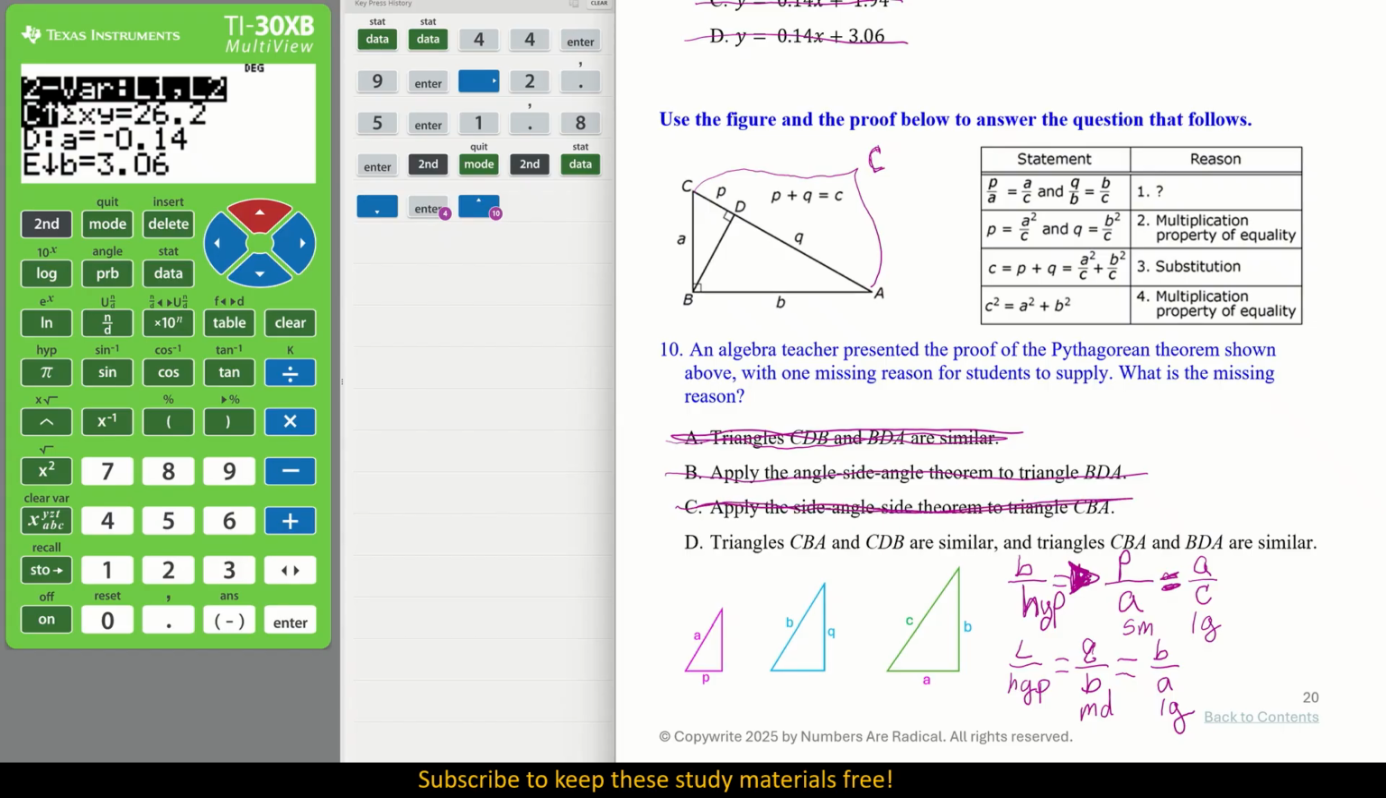Okay, let's see here. D, triangles CBA and CDB are similar, and triangles CBA and BDA are similar. That's what we need. Notice that CBA is the larger one. So they're saying the larger one is similar to CDB, the smaller one, and the larger one is similar to the medium-sized one.